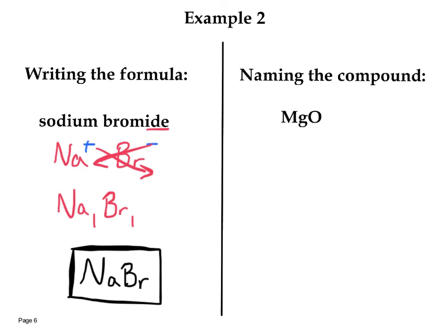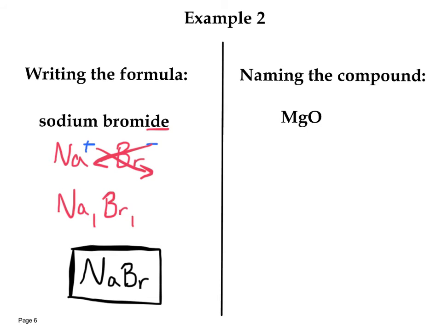Let's take a look at this next example in naming the compound. So I'm given the chemical formula MgO. I know that this is a binary compound because it only consists of 2 different elements, magnesium and oxygen. Let's work this problem in the exact reverse order that we worked the last problem in. So in the other sodium bromide example, we dealt with the oxidation numbers and they're reducing at the last moment. Let's do this in reverse.